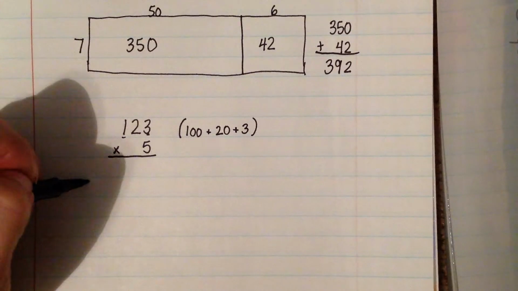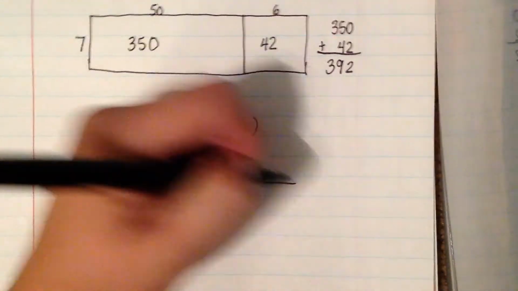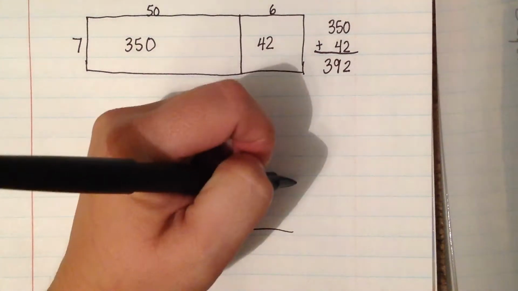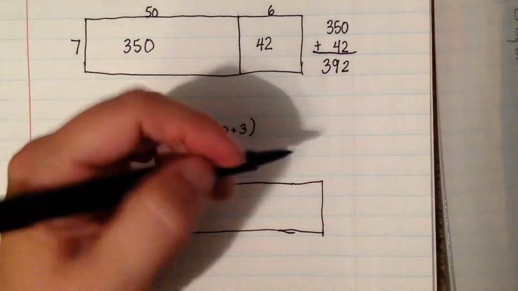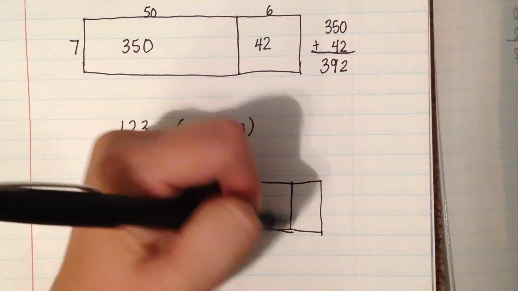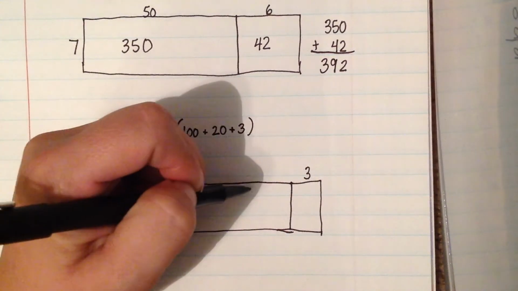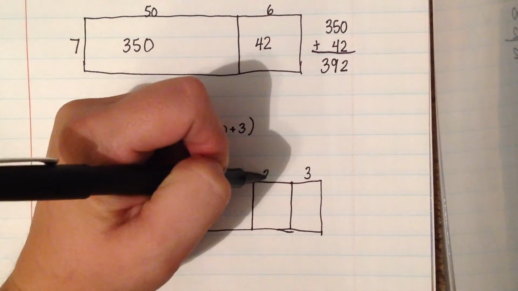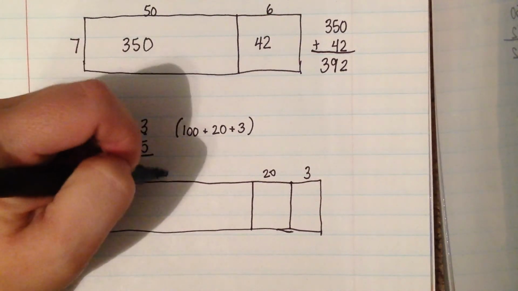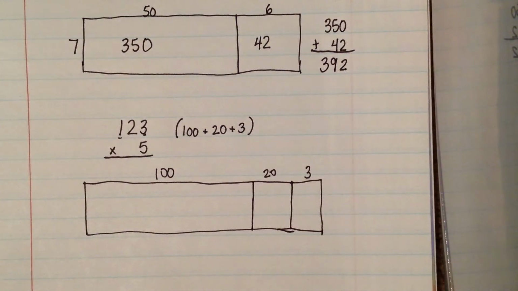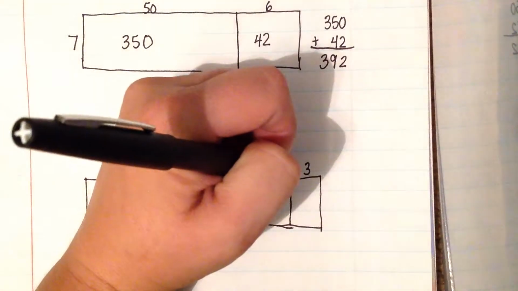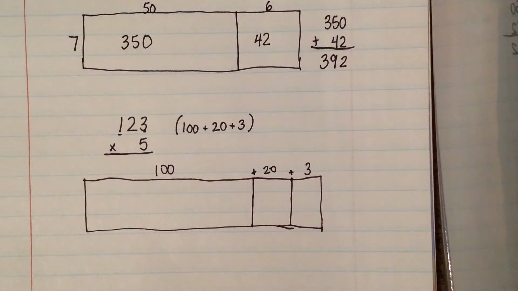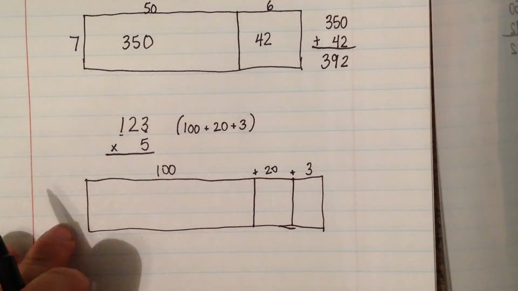So as I make my box, again, I make it relatively close to it, so I know that this is going to be a little bit smaller because this is worth 3, and then I have 20, and then I have 100. Again, remembering that there's an imaginary plus sign at both of those lines. My 5 is going to go over here in the vertical.